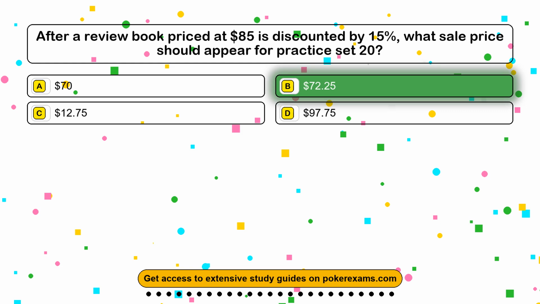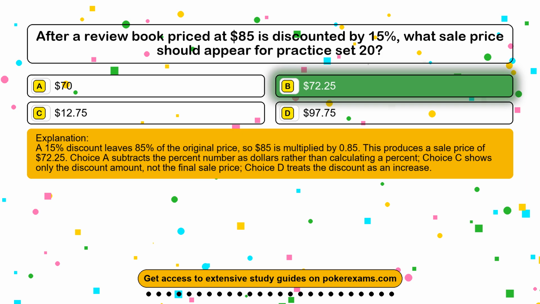The correct answer is option B, $72.25. A 15% discount leaves 85% of the original price, so $85 is multiplied by 0.85. This produces a sale price of $72.25. Choice A subtracts the percent number as dollars rather than calculating a percent. Choice C shows only the discount amount, not the final sale price. Choice D treats the discount as an increase.